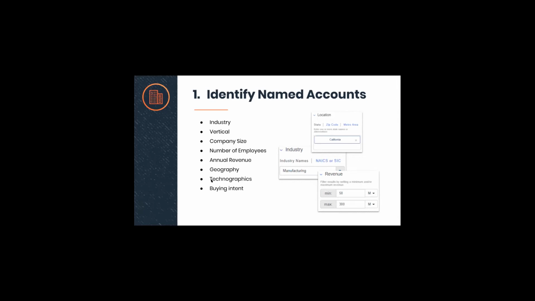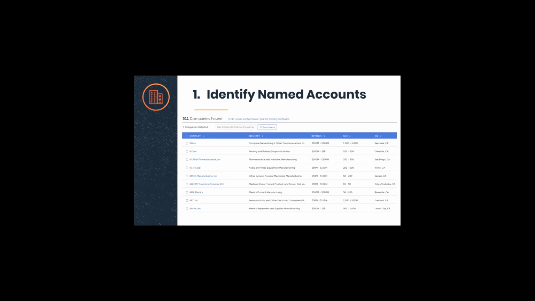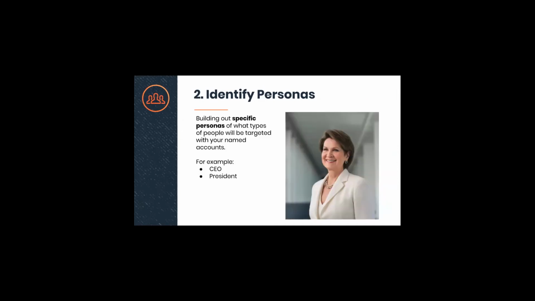So again, you identify named accounts. Here are some examples of things that you would use as metrics around that. And then a tool like SalesIntel, where you can actually build all your lists and your filters to be able to pull and identify those companies as well as the decision makers. And then figuring out who are the exact roles, the personas, with the roles and responsibilities at the companies that you want to target.